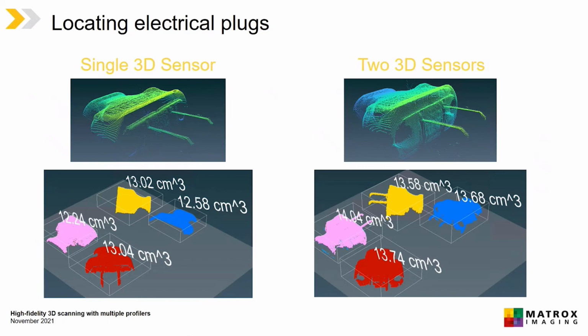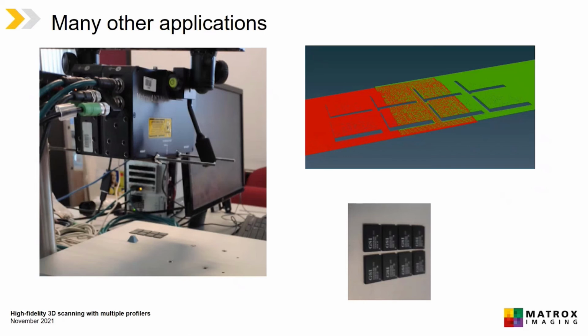Since some features are missing from the scan using the single Altice, the blob analysis tool and the volume tool don't give accurate results. The results are a lot better using the merged point clouds from the two LTs. There are many other applications that may benefit from using multiple 3D sensors. It really depends on what the problem is you're trying to solve.